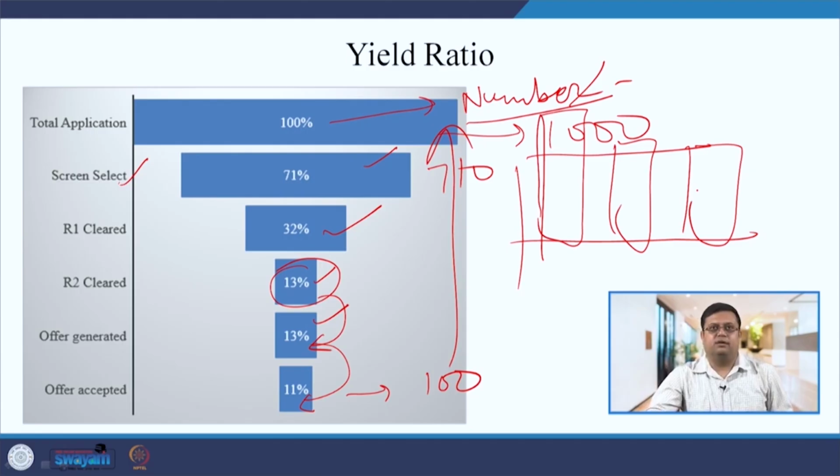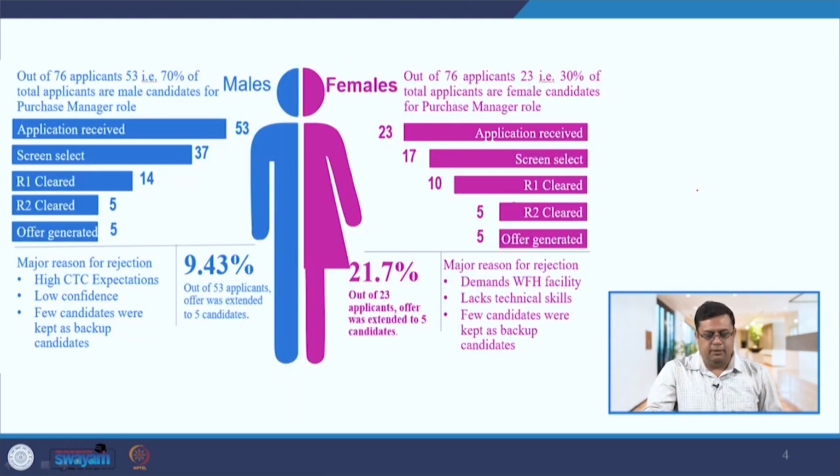So let us see some of the graphs related to recruitment and selection. One of the graphs that we have seen. Next we can see in terms of male and female.